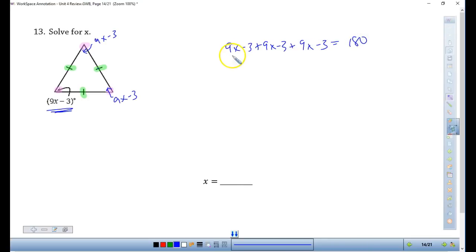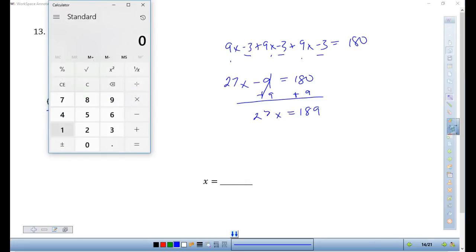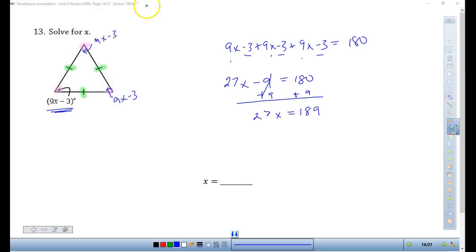So when I add up my like terms, 9 plus 9 plus 9 is 27. And then negative 3 minus 3 minus 3 is negative 9. And then we add 9 to both sides to get it to cancel. So 27x equals 189. And then divide. So if you need your calculator, you could use it. 189 divided by 27 is 7. So x equals 7.